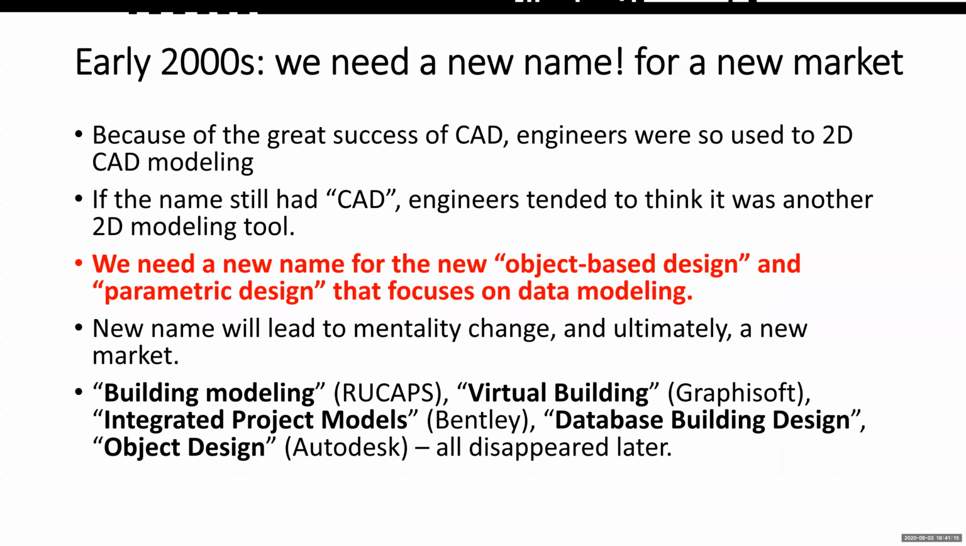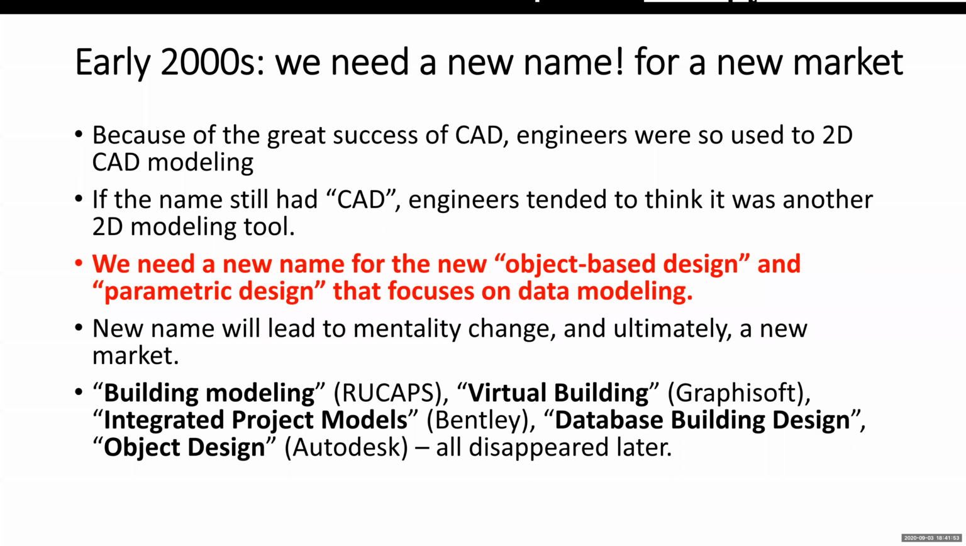All right, so we start to see the success of this new thing. We don't know what to call it, but we know this is object-based design. This is real 3D. We can tie a lot of information to it. There's a drop box where we can basically pick things we like, so it makes the design so easy. We don't want to call it CAD anymore, because every time we call something CAD, engineers tend to think it was another 2D modeling tool. Because AutoCAD was so successful, it totally changed the mentality of engineers. That was the bad thing.